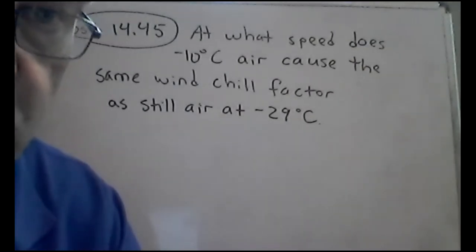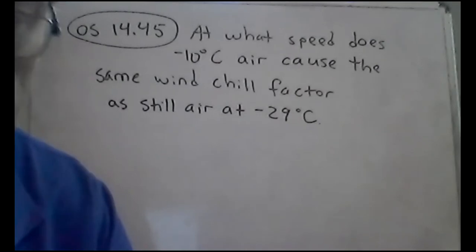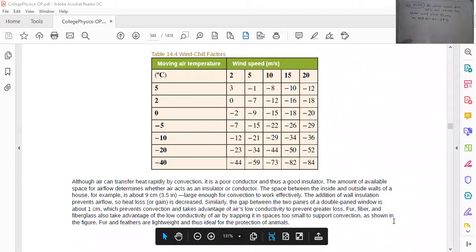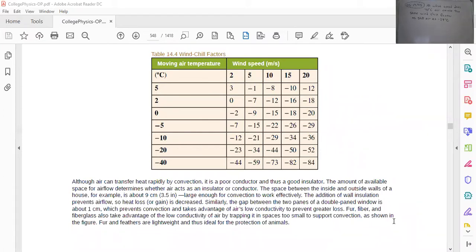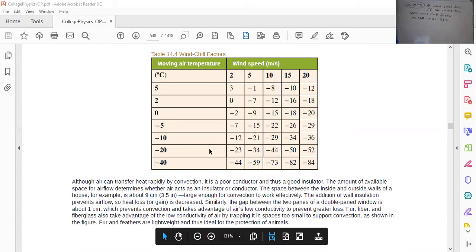So we're being told that the actual temperature of the air is -10, but in all reality it is as if it is the same as still air at -29. The same effect as if the still air was negative 29, but the actual still air is negative 10. So we look at the left column of the table for negative 10 degrees Celsius for still air, read across, there's negative 29.